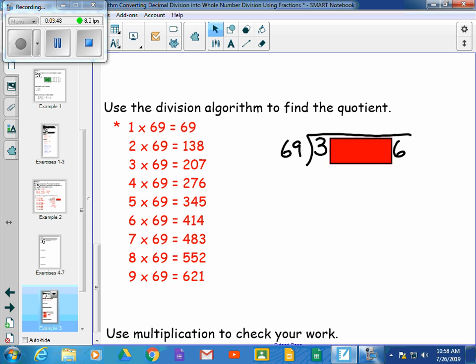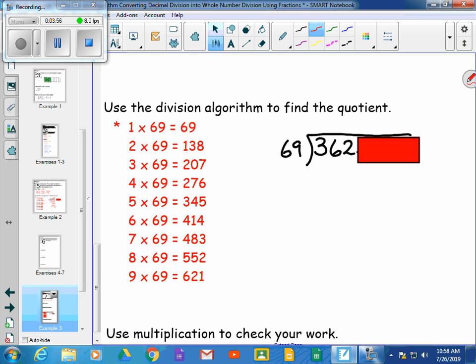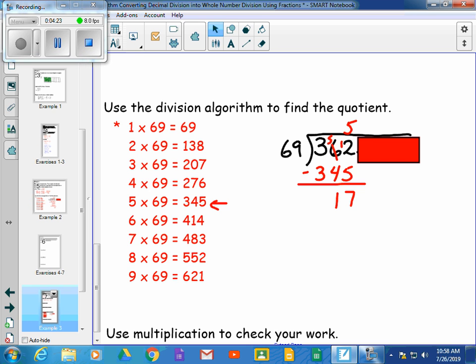So 69 does not go into 3, nor 36, but it will go into 362. The closest one to 362 is 345, so that means it goes in there 5 times. Make sure you put that 5 right above the last digit that you revealed. 5 times 69 is 345. Subtract. That's borrow. And I get 17. That's less than 69, so I'm okay so far.